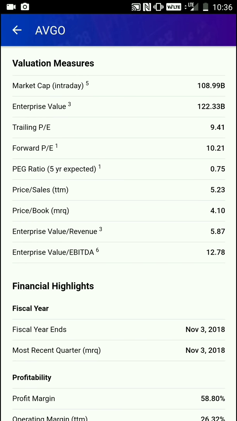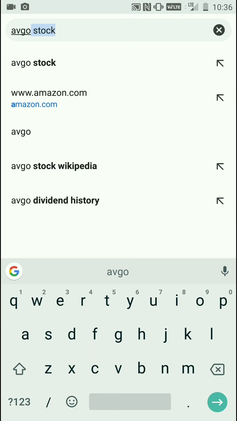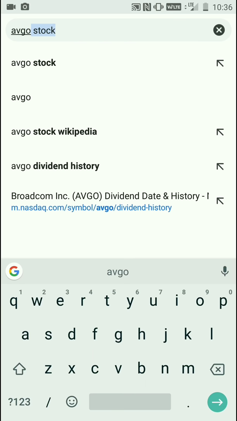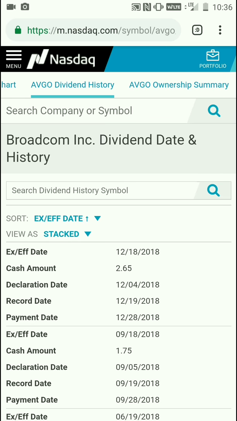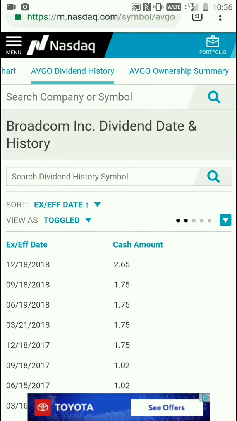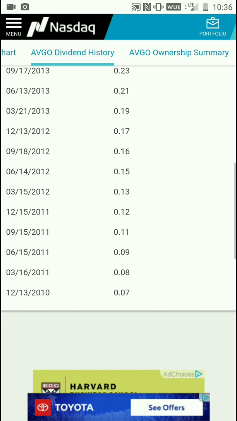When I'm doing an analysis of a company, I also look at their dividend history. One of the best places to look is NASDAQ. So if we scroll down, we can see Broadcom has been paying dividends since 2010, and every 3 months they pay their dividends. So 12, 3, 6, 9, 12. Pretty much every 3 months.